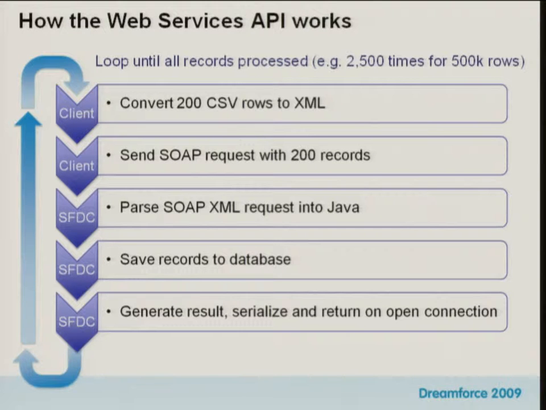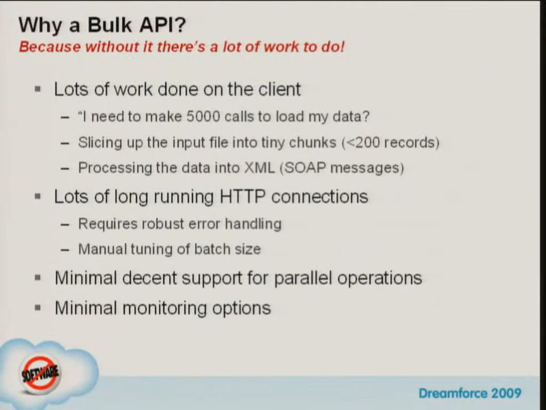You're then responsible for making sure that happens, making sure things don't time out, and then looping until you're done. With 50,000 rows, it's not hard to do the math. You're doing about 2,500 calls. If you start talking about millions of rows, you're into tens of thousands of calls that you now have to make on the client. And so we started saying, why do we need this bulk API?